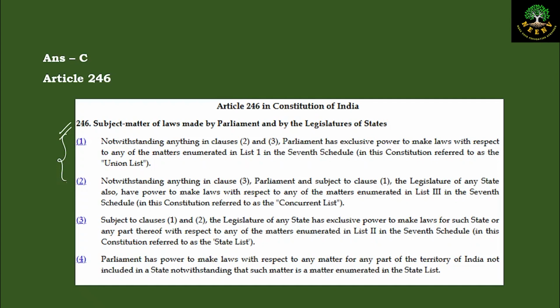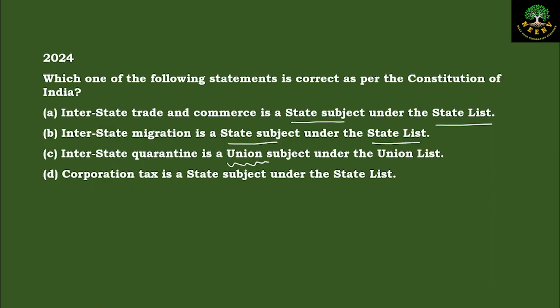So if we go back to the question, how would we be able to solve this question in exam conditions using our prevailing knowledge? We cannot remember all the subjects in all of the lists. So how can we eliminate the options and come out with the answer? Let us look at the question again.